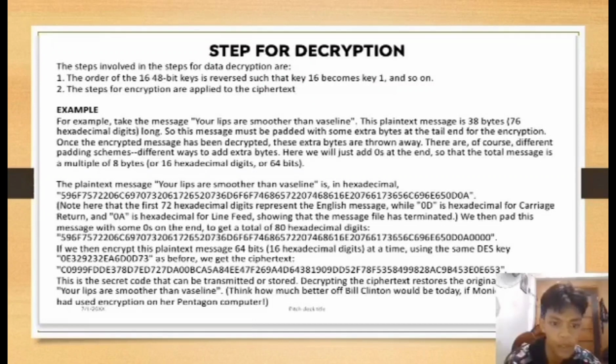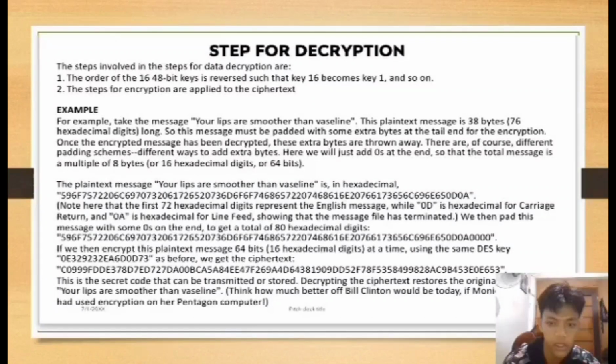For example, take the message: your lips are smoother than Vaseline. This plaintext message is 38 bytes, 76 hexadecimal digits long. So this message must be padded with some extra bytes at the tail end for the encryption. Once the encrypted message has been decrypted, these extra bytes are thrown away.